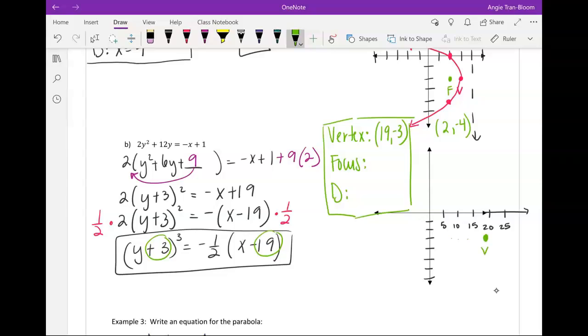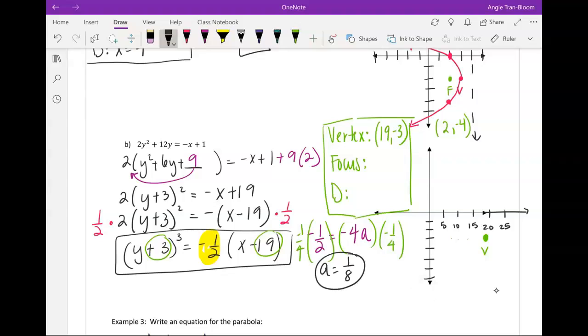Next, I need to find an a value for us to even find the focus and the directrix. Are you ready? A value, well, we know that it opens to the left because of the negative 1/2. See this right here? We are going to take negative 1/2 and set it equal to negative 4a. To get rid of negative 4, we will multiply this by negative 1/4. So a will come out to be super tiny, isn't it? A is 1/8. Oh my.